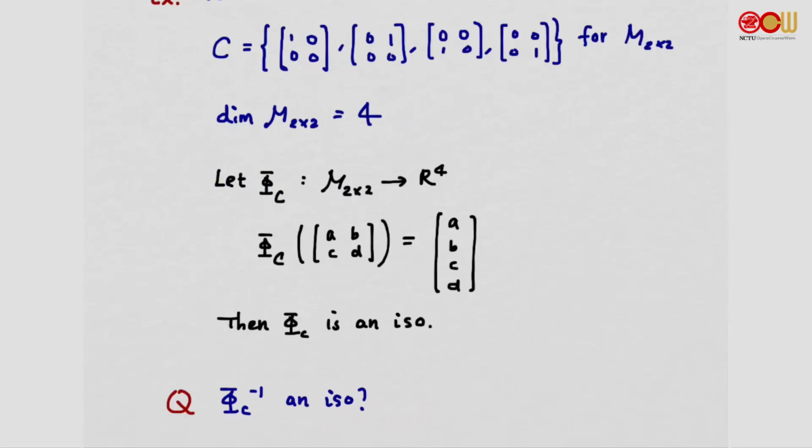How about the inverse of phi C? Is it also an isomorphism? It's also an isomorphism. Why? Because we know isomorphisms are invertible linear transformations. And the inverse is also an isomorphism.